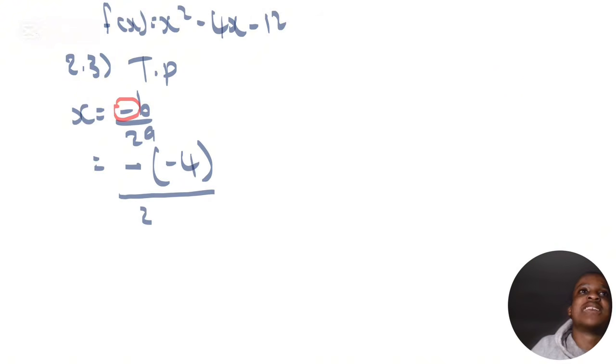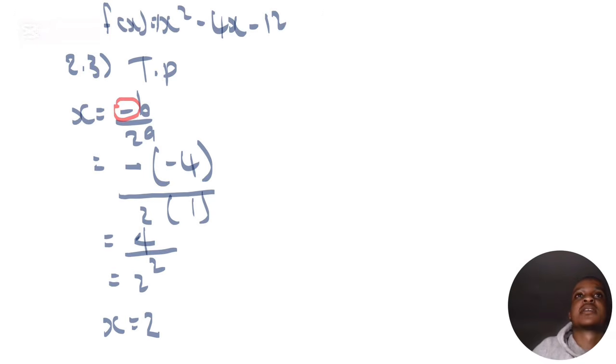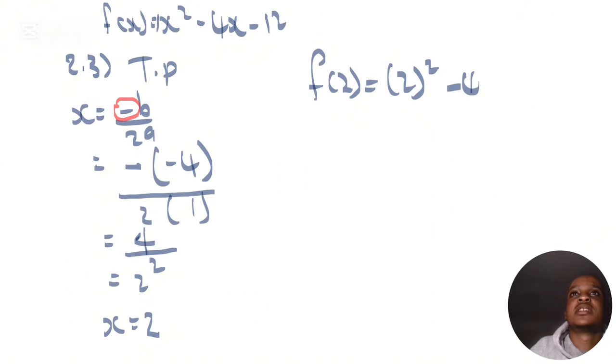What is a? A is the coefficient here, of which the coefficient here is what? It is 1, right? So our a is 1 then. This is negative times a negative, which is positive 4 over 2, and that is 2. So your axis of symmetry is x equals 2, right? And then what do we do? We substitute that 2 into the original equation.